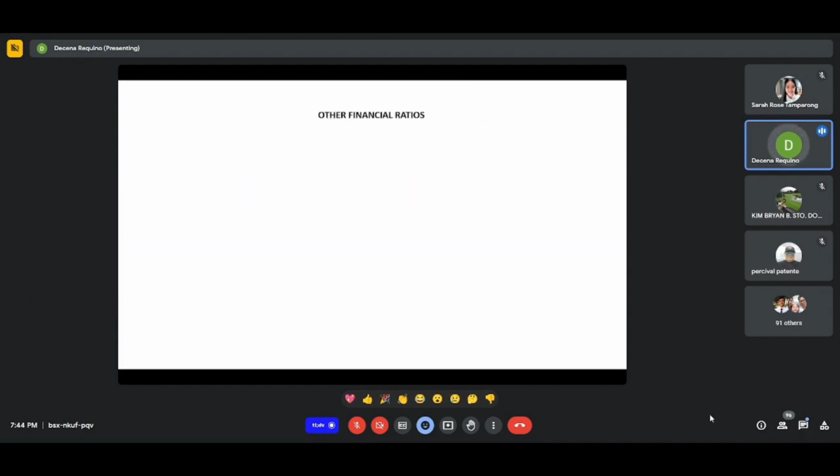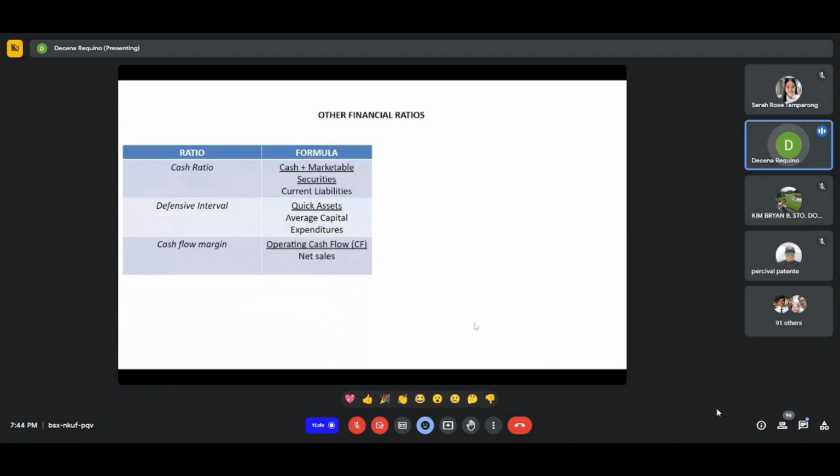100% dividend payout. Ito naman yung mga other financial ratio. A cash ratio, para makuha siya, cash plus marketable securities divided by current liability. Pag defensive interval, quick asset over average capital expenditure. Pag cash flow margin, operating cash flow divided by net sales.